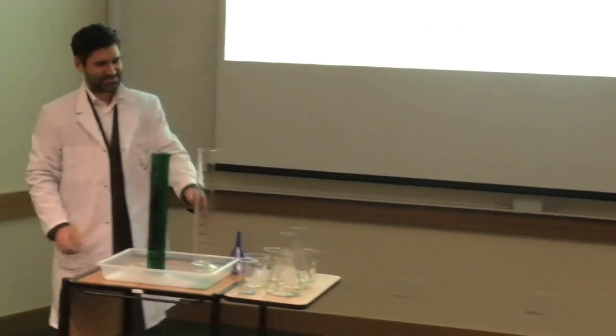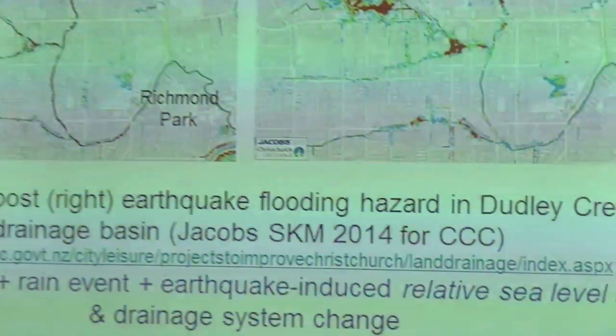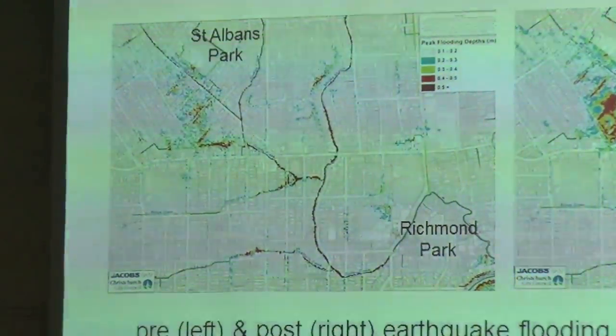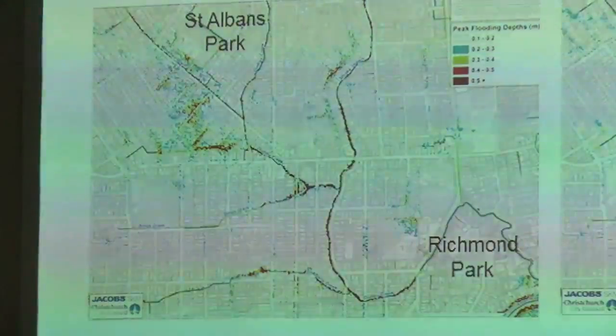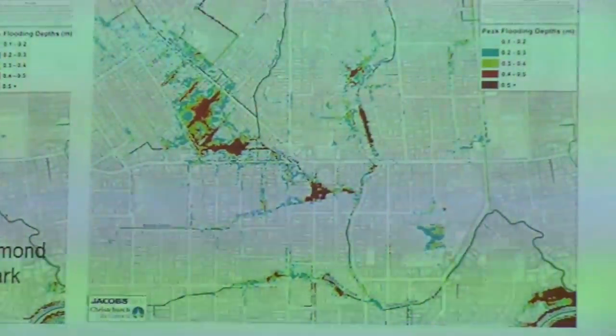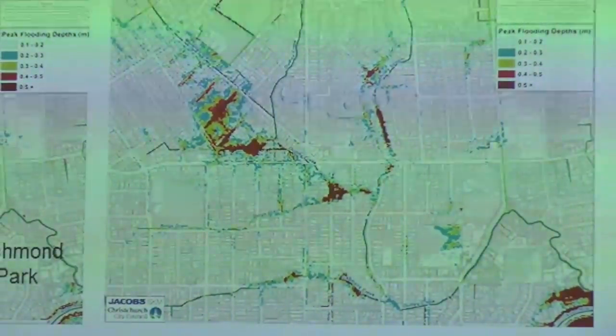So this is the third part of my talk, and I'm going to look at multi-hazards, or different kinds of hazards, and how they interact with sea level rise. And a nice example is flooding. So these are some of the maps that were published by Jacobs and SKM from an assessment of flooding that occurred in the Dudley Creek catchment. So if you've heard of the Flockton cluster, those people being flooded, this is that sort of area in between St Albans Park, Richmond Park, along this river system here.